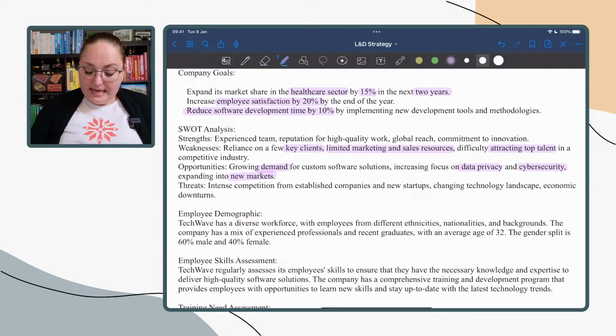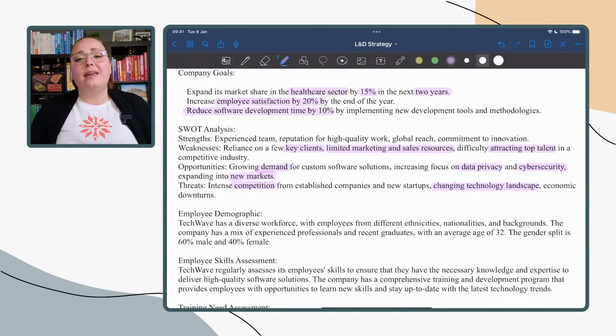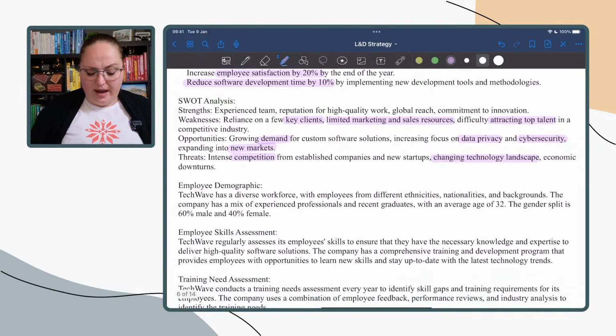Intense competition from established companies and new startups. Yeah, like I said, competitive market. Changing technology landscape. This is very, very important for L&D because it means you need to be staying on top of things. You need to be providing those learning opportunities for those new technologies that are coming up, for the new things that are popping up here and there, for how things are changing. So this is very important. And economic downturns, yeah, I mean, everyone is affected by it, especially now.